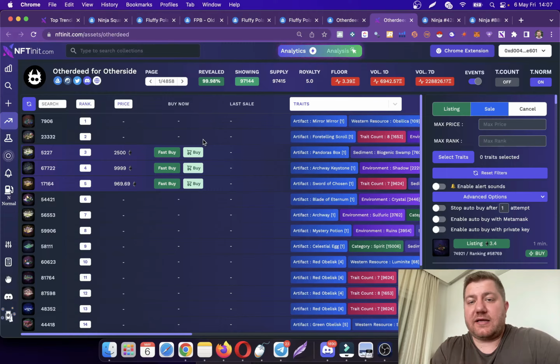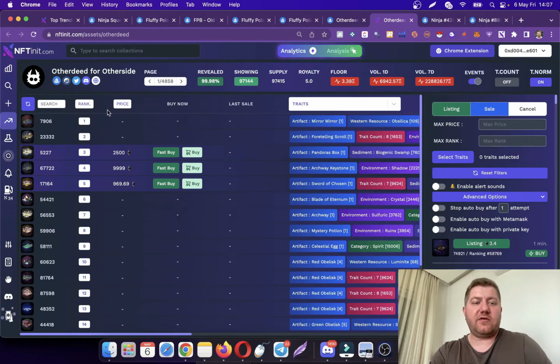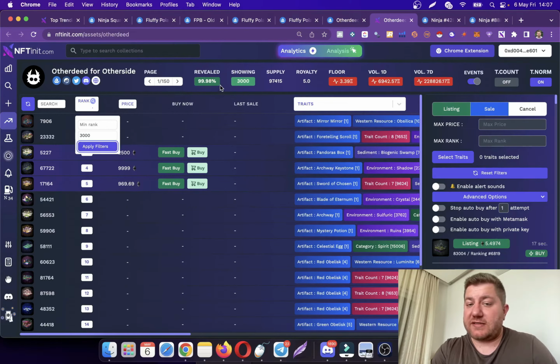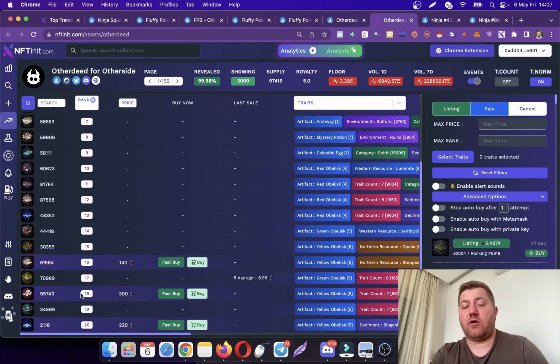It is only locked during the reveals, and in 30 minutes it opens. You can just tell the system to bring you the first, let's say, 3000. Remember, they have so many assets, almost 100,000 supply, so the first 3000 is still very good. Then you can actually place bids on these.